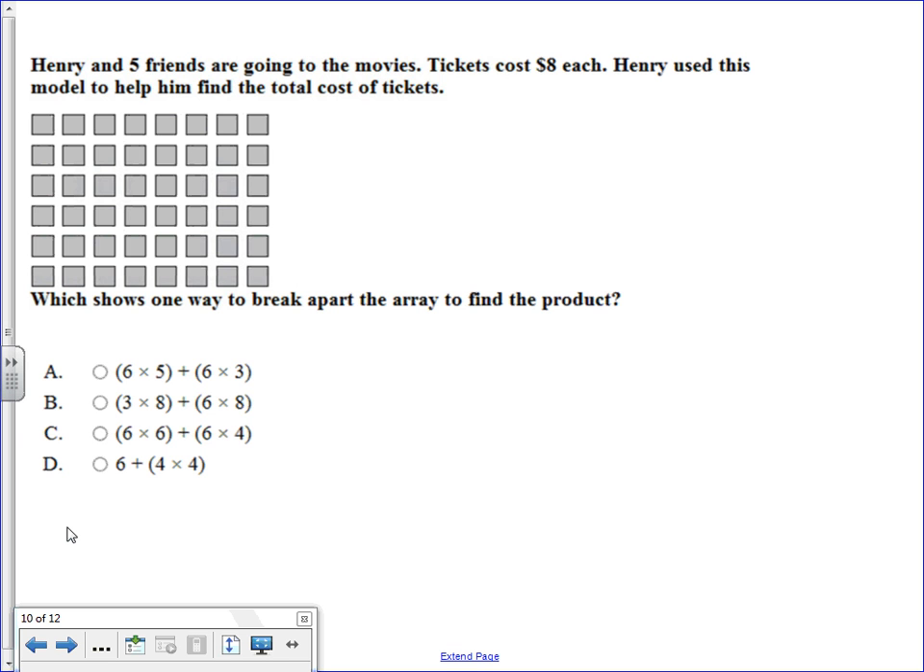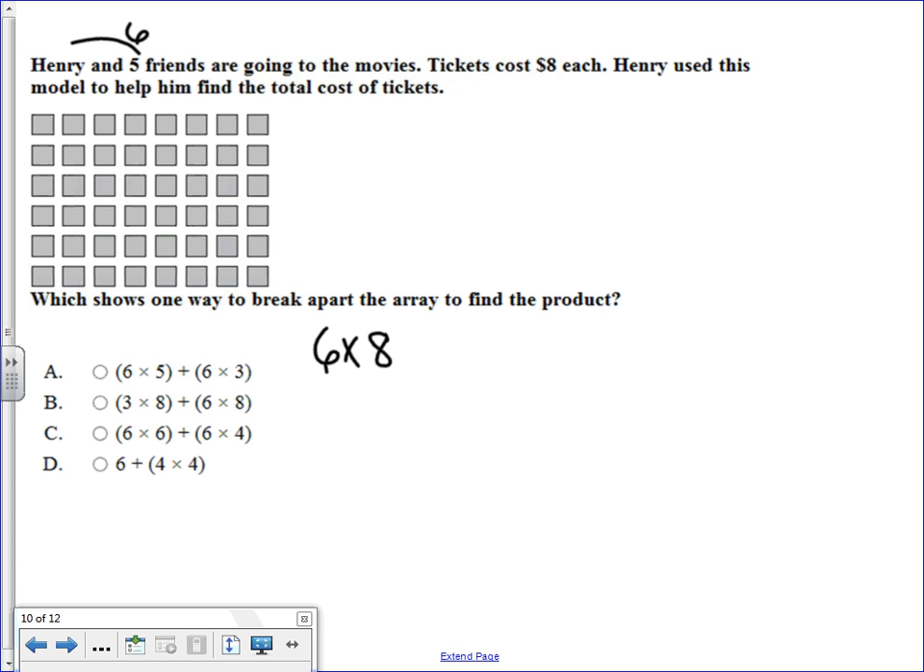I'm sorry. Yep, 6. Not 6 groups of 6. So we have Henry and 5 friends. This is 6 people. 6 times 8 is what we're looking at, okay?